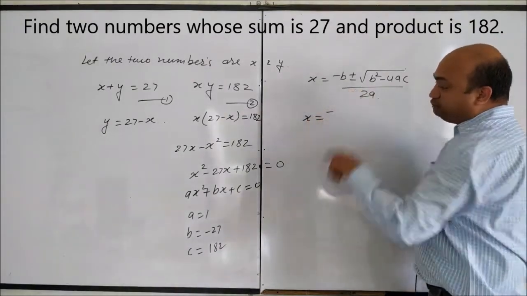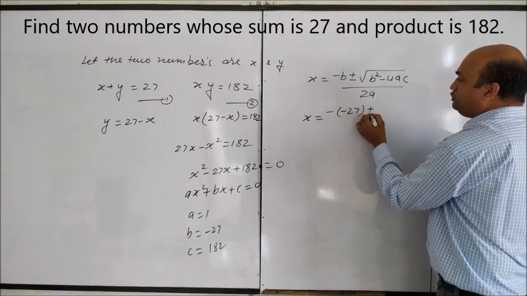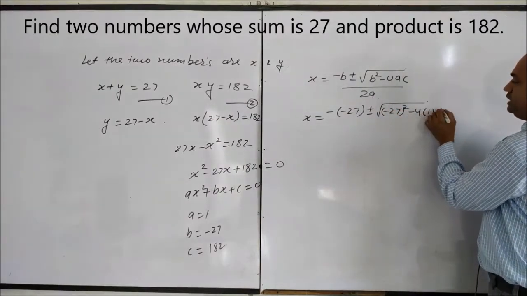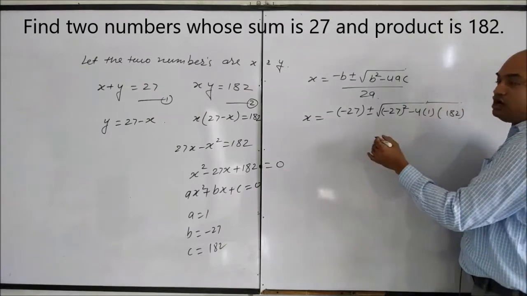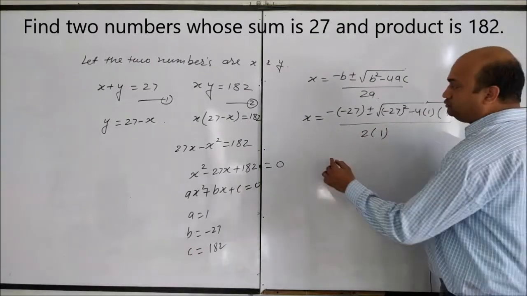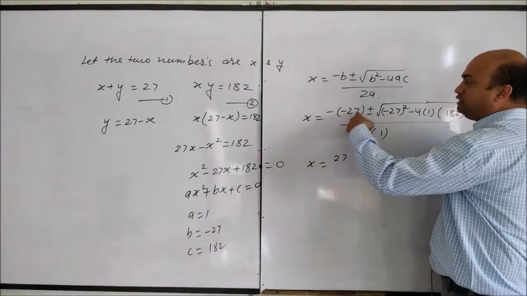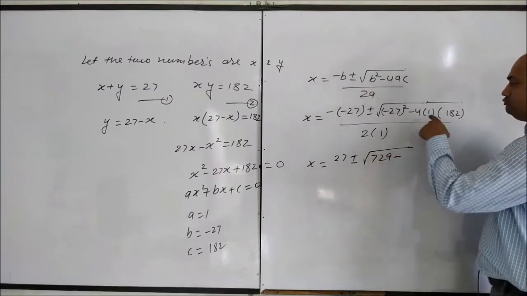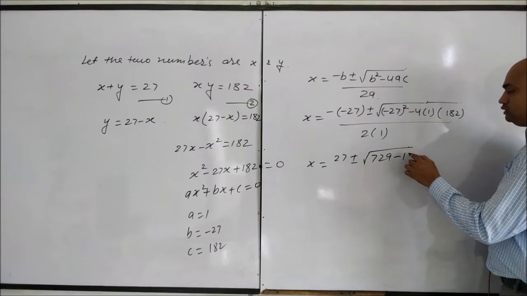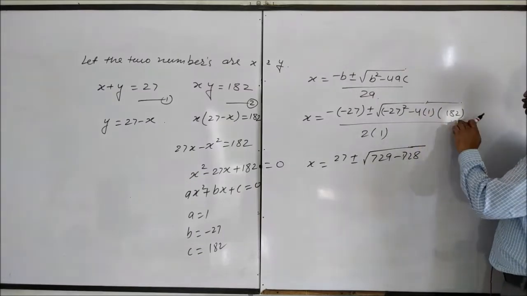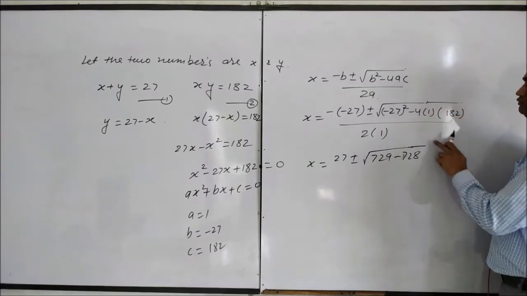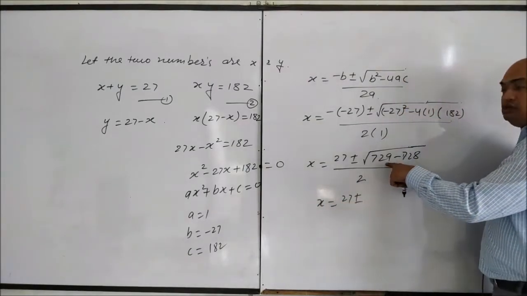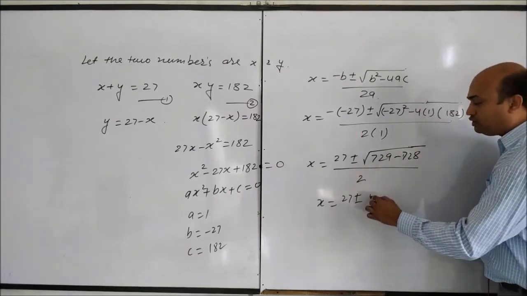So x is equal to minus b, b is minus 27, plus minus under root b square, that is minus 27 square minus 4ac. A is 1 and c is 182 upon 2a. We will get x is equal to 27 plus minus under root 729 minus 182 into 4, that is 728, upon 2. Then x we will get 27 plus minus 729 minus 728 is 1. Under root 1 is only 1 by 2.